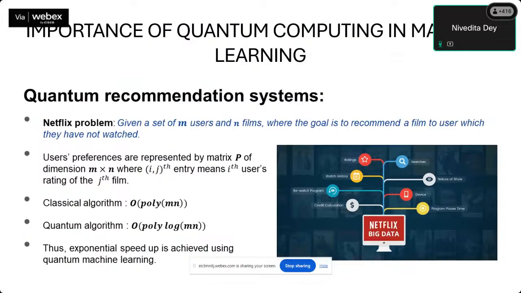Then comes quantum machine learning and its importance. This is one application of QML, which is a quantum recommendation system. The best example is Netflix, where there are m users and n films, and the goal is to recommend a film to a user that they have not watched. For these kinds of problems, these are a part of that. You can see it's a polynomial. Poly means a function of something, an f of something. And then a poly of log of mn, so it's a function of log of mn.